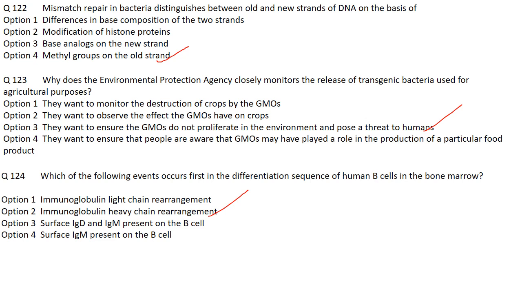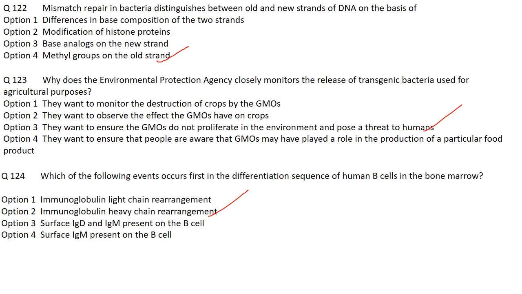The next one. Why does the Environmental Protection Agency closely monitor the release of transgenic bacteria used for agricultural purposes? Because they want to ensure the GMOs do not proliferate in the environment and pose a threat to humans. Answer is option 3. The next one.